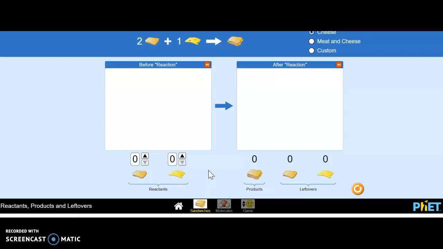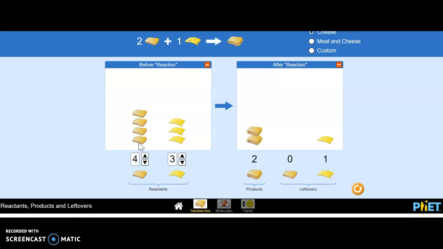So if we have 2 breads and 1 cheese equal 1 sandwich, that's just like our chemical reaction. So if we have 4 bread, and we're going to move this 1, 2, 3, 4, and we have 3 cheese, 2, 3, then how much product is made? We made 2 sandwiches, so we made 2 product. What is the limiting reactant? Our limiting reactant is the bread.